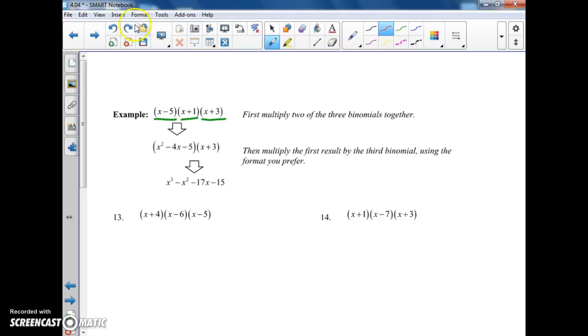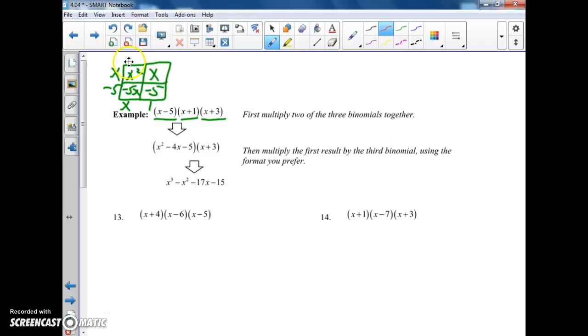So the thing is, you can take the first one and the second one, or the first one and the third one, or the second one and the third one, and multiply those 2 together to begin. Make sense? Okay, so what we did on this example is we did the first and the second one. Here's a box with the first and the second, and we multiply them together, right?